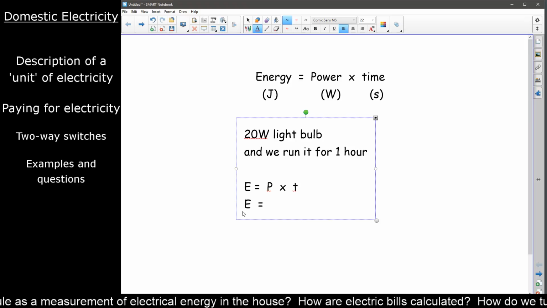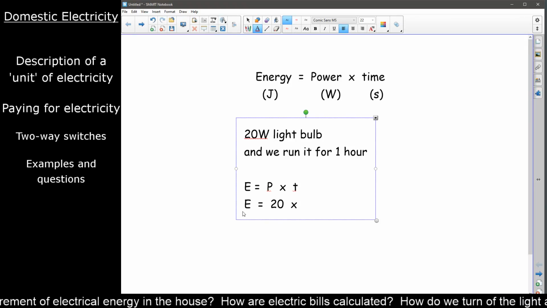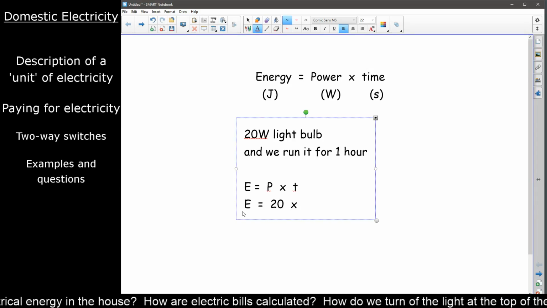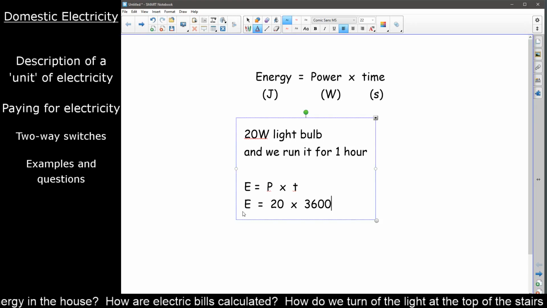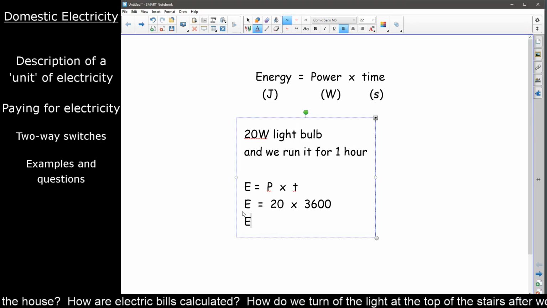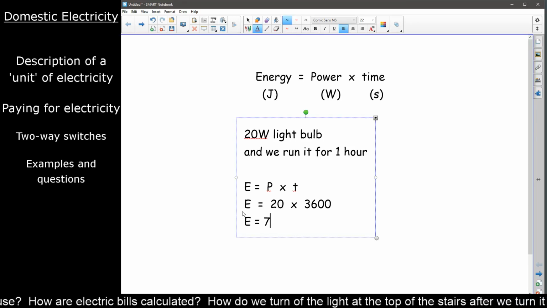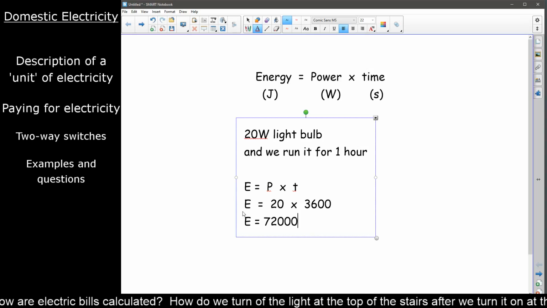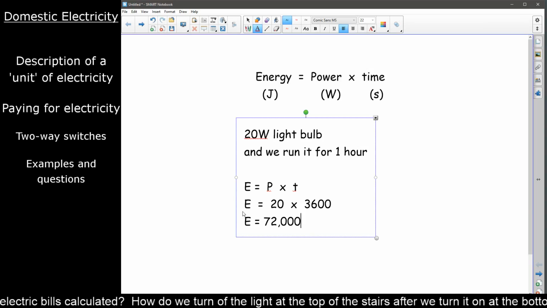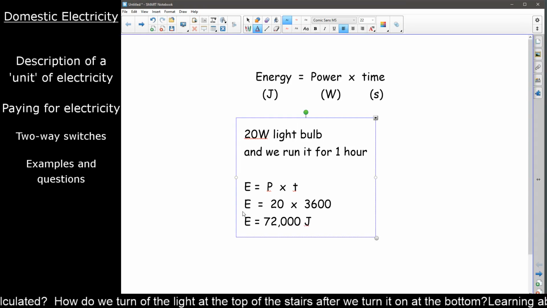Energy is equal to the power, which is 20, multiplied by the time. That has to be in seconds. So 1 hour is 60 minutes, 60 seconds in every minute. That's 3,600 seconds. So that gives us an energy equal to 72,000 joules from one light bulb in 1 hour.